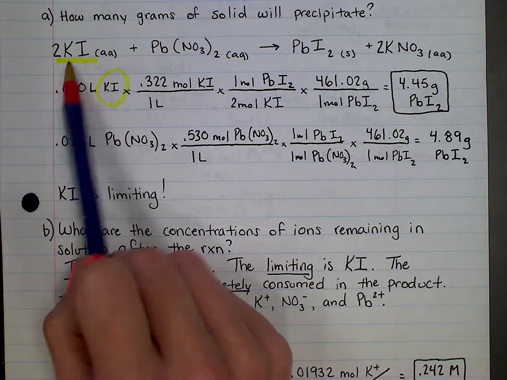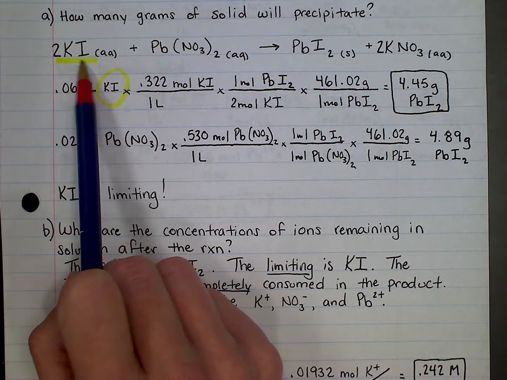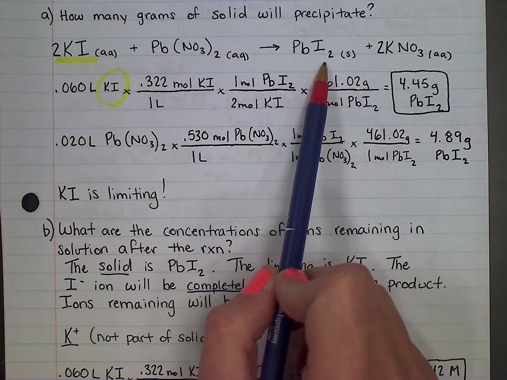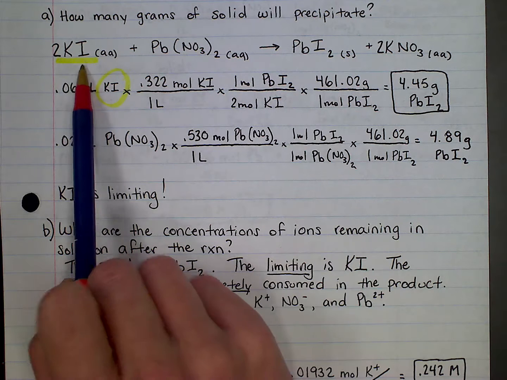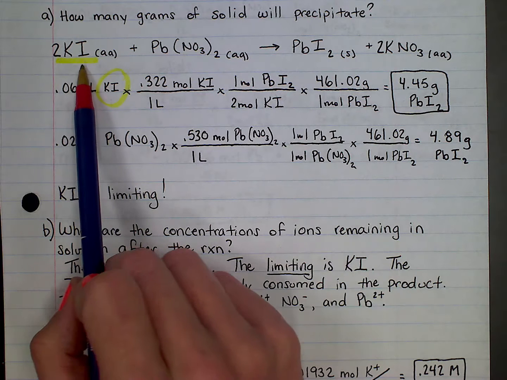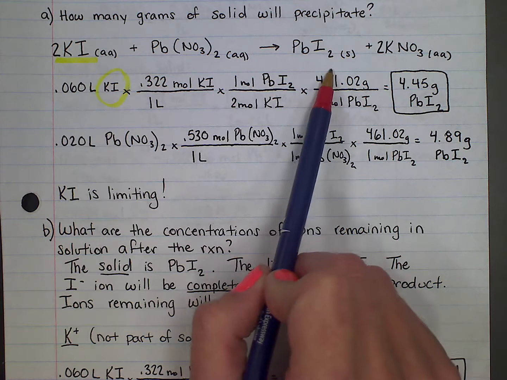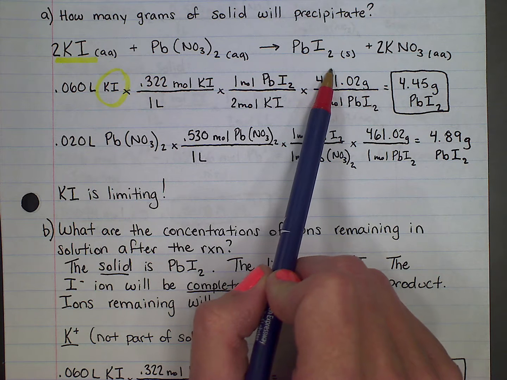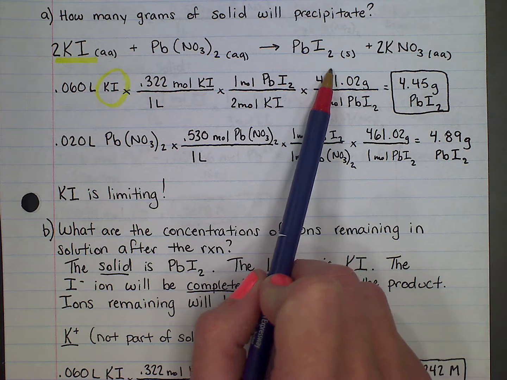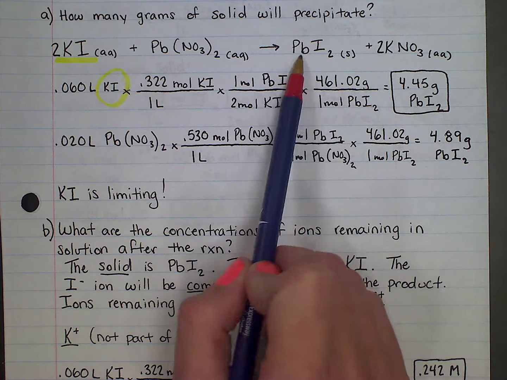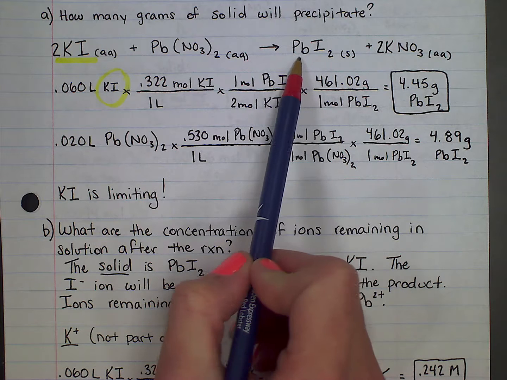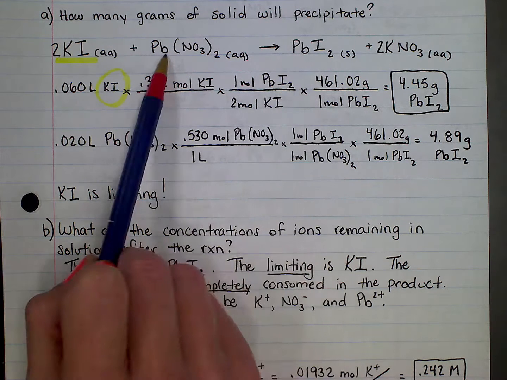So the next thing we want to do is look at what part of the limiting reactant ends up in the solid, and it is the iodine. Okay, so what that tells us is that all of the iodine that we start with in the limiting reactant is going to end up in the solid. So none of the iodine is going to be floating around after the reaction is over. Okay. The other thing we need to take note of is the other ion that makes up the solid. So in this case, it's the lead. The lead came from the excess reactant.